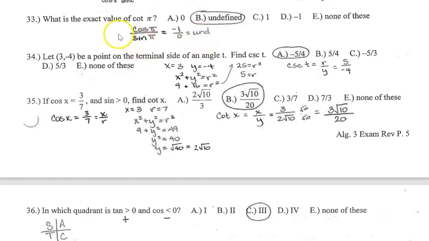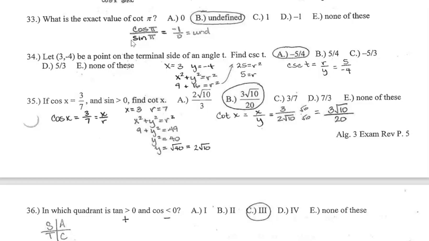If instead this had been tangent, tangent would have been sine over cosine. I would have had 0 over -1. That would have been 0. So 0 divided by a number other than 0 is going to give me 0. So you should be able, if I ask you any value off of the circle or a coterminal of the circle, to give me any one of the 6 trig functions at that value.